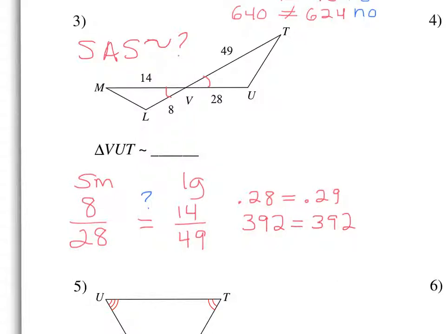This one, as you can see, does come out to have a side angle side similarity. So we can go ahead and write that in, and then again we want to make sure our vertices are in corresponding order. So VUT is going to correspond, I hope you can see, make sure you have your triangle symbol again, with VLM.